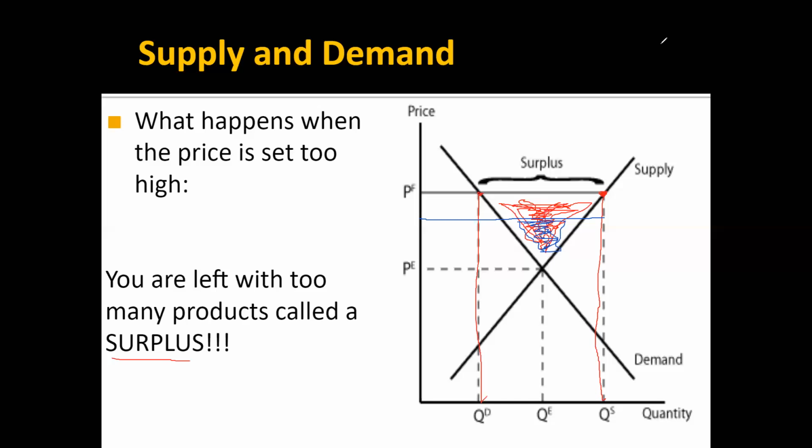Now we can also turn around, and if we drop the price again, we eliminate even more of this surplus. But there's still that surplus there. The surplus is always going to be there until we get to this magical spot that we call equilibrium. Otherwise, you're going to have a surplus.